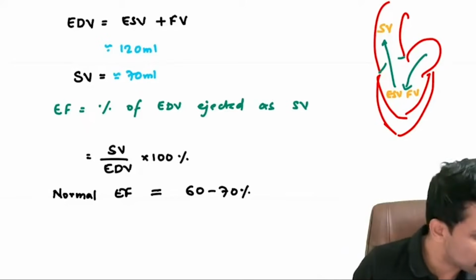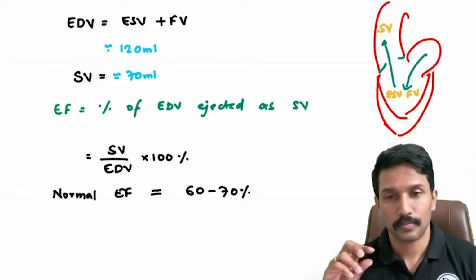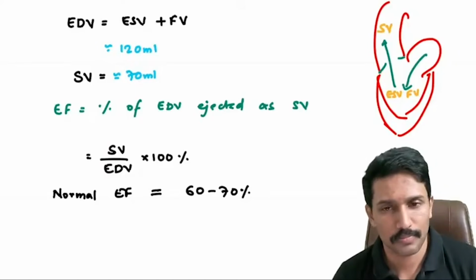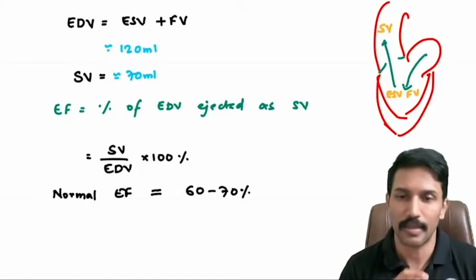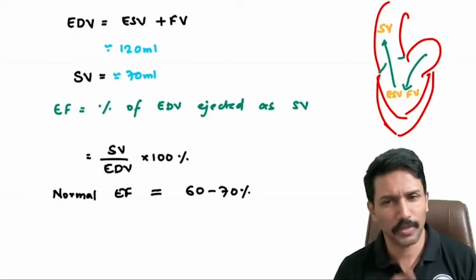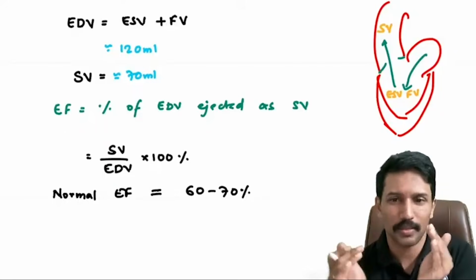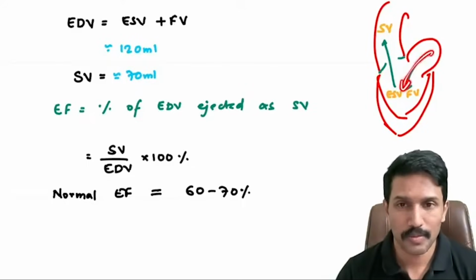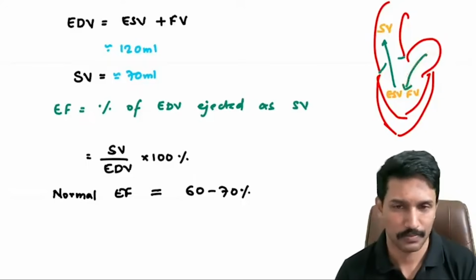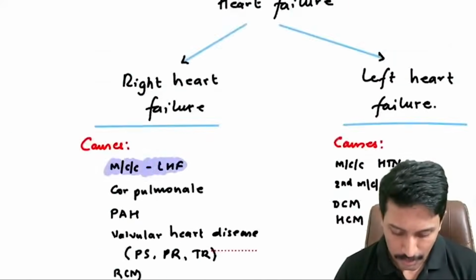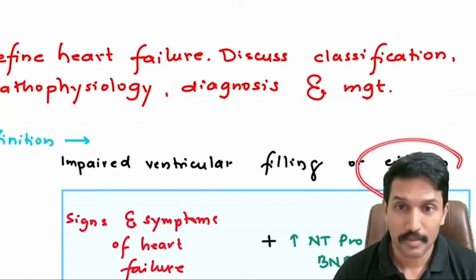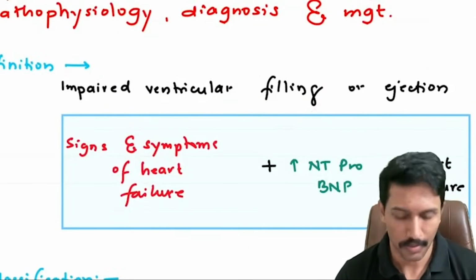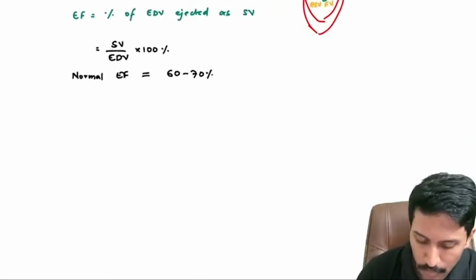Now tell me, I'm waiting for your comments. If I have a problem in ejection, can I call it a systolic heart failure? And if I have a problem in filling, can I call it diastolic heart failure? Perfectly makes sense, right? We eject in systole, so if that is where it is impaired, then I have systolic heart failure. If filling is the problem, that happens in diastole, so it's a diastolic heart failure, right? So impaired ejection can also be called systolic heart failure, and impaired filling can also be called diastolic heart failure. Got it?